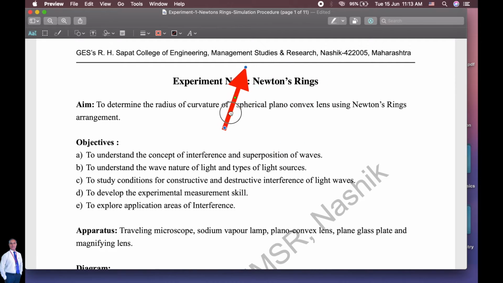As the title states, Newton's rings. This Newton's rings topic we have already discussed in unit number 1. So the theory behind Newton's rings experiment you have already studied. I am considering that you know everything about Newton's rings experiment. Anyway, the aim of this experiment is to determine the radius of curvature of a spherical plano-convex lens using Newton's rings arrangement or the apparatus.